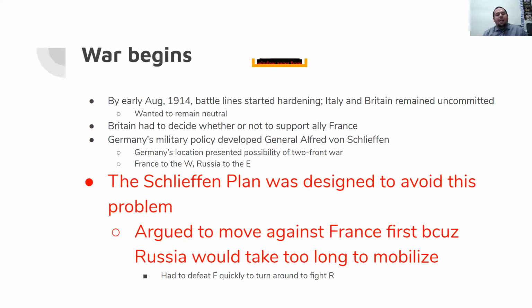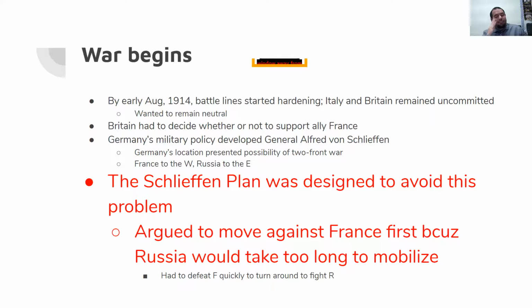So Germany's military policy was developed by a guy named General Alfred von Schlieffen, whichever way you want to say Schlieffen. And as we've seen on maps of Europe, Germany's location presented the possibility of a two-front war, which is not good to have. You have France to the west of Germany. You have Russia to the east of Germany. So the Schlieffen Plan was designed to avoid this problem.